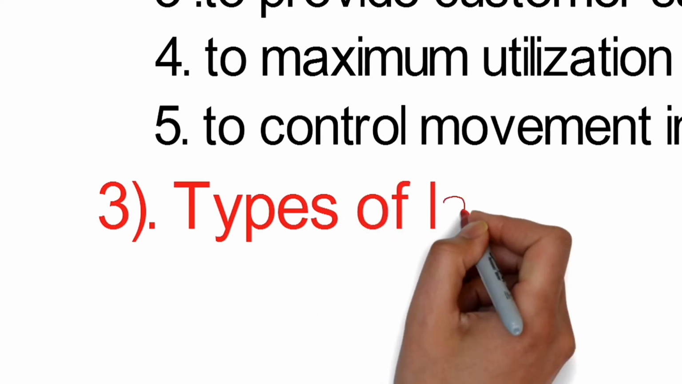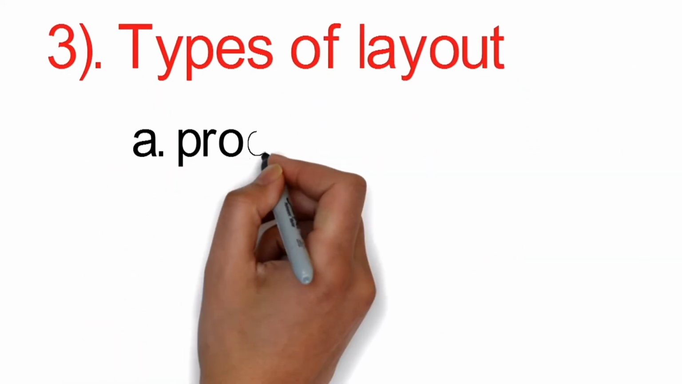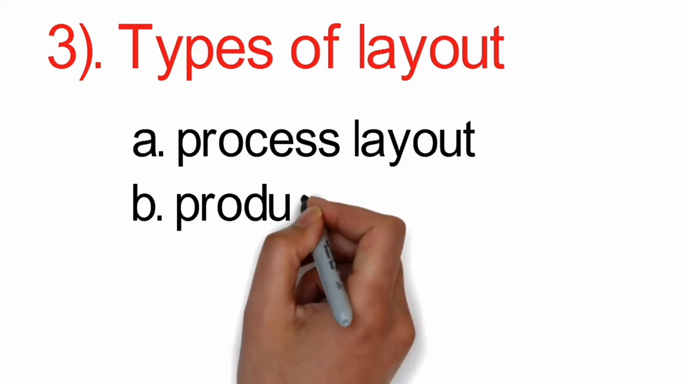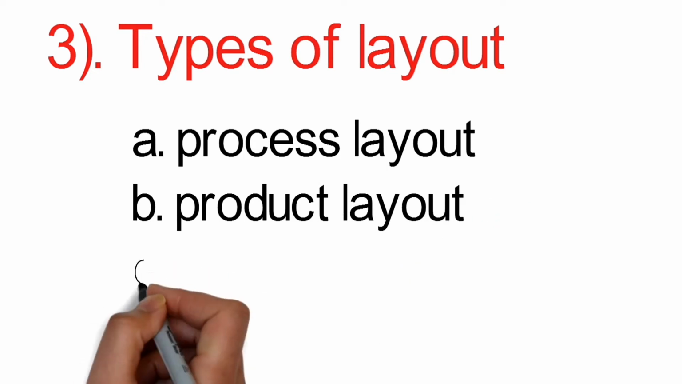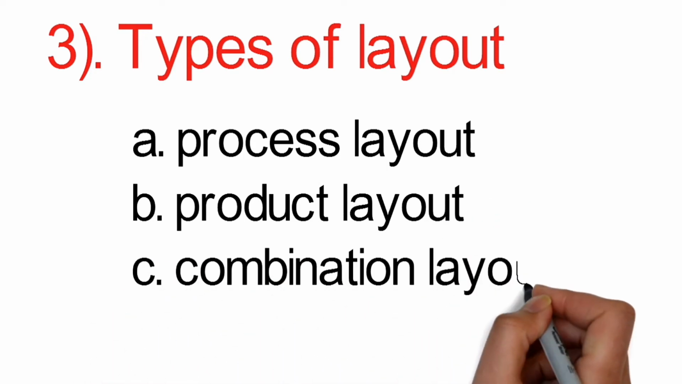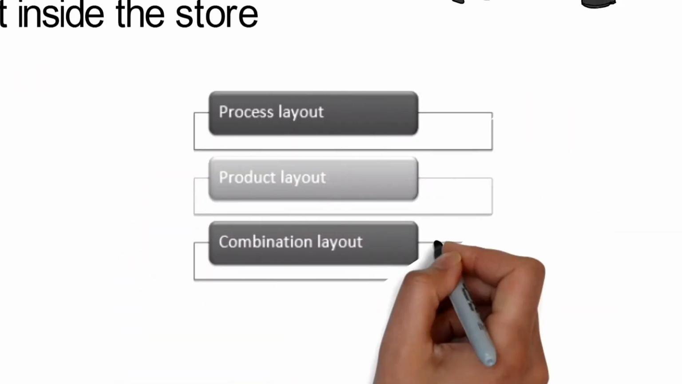Next, third one, we will discuss types of layout. These are broadly classified into three types: A, process layout; B, product layout; and C, combination layout. So these are the three important types of layout.